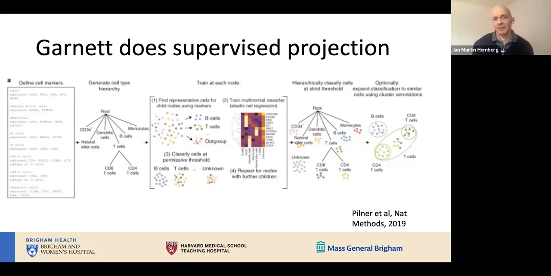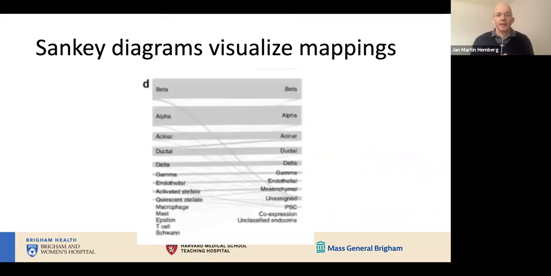So those I label as supervised projection methods. And one such example is Garnett. What it does is that you'll have to give it a sort of a hierarchy of the cell types that you think you have in your sample, along with a set of marker genes for each one of those. And then it uses that and looks at the data, and it tries to build a classifier that will tell you which cell type the cells in your query sample match.